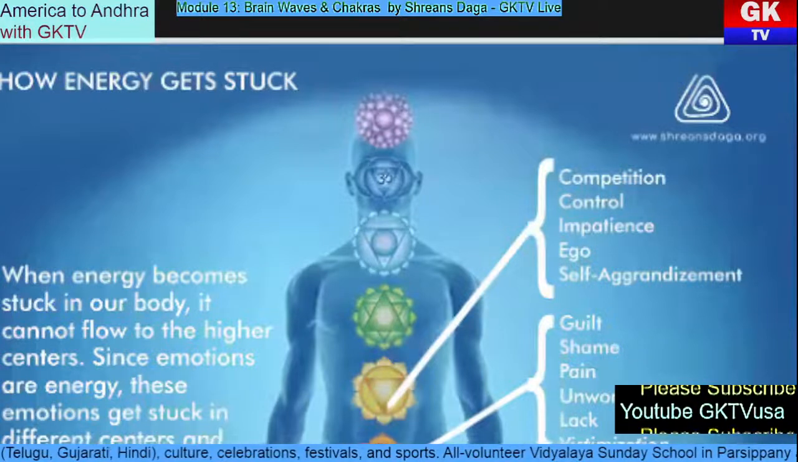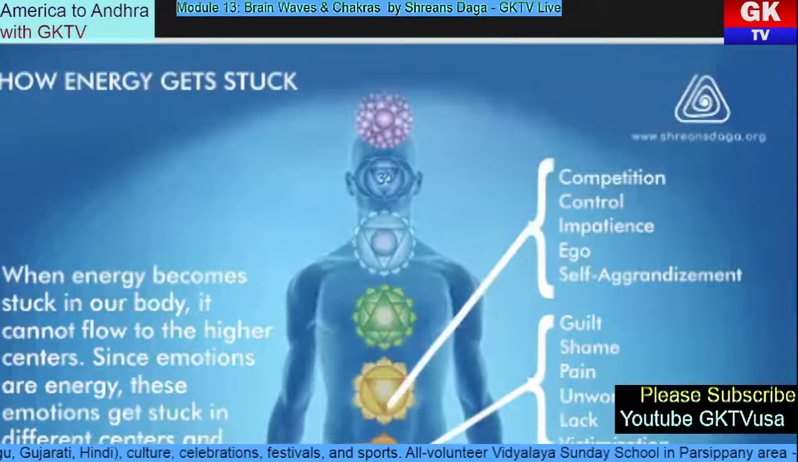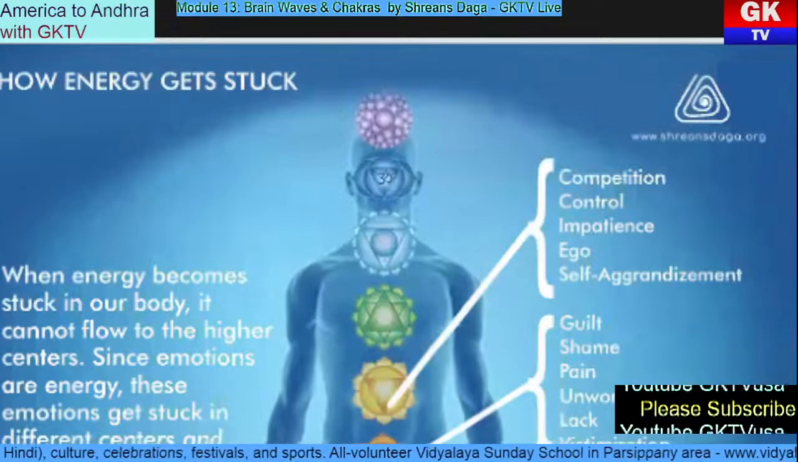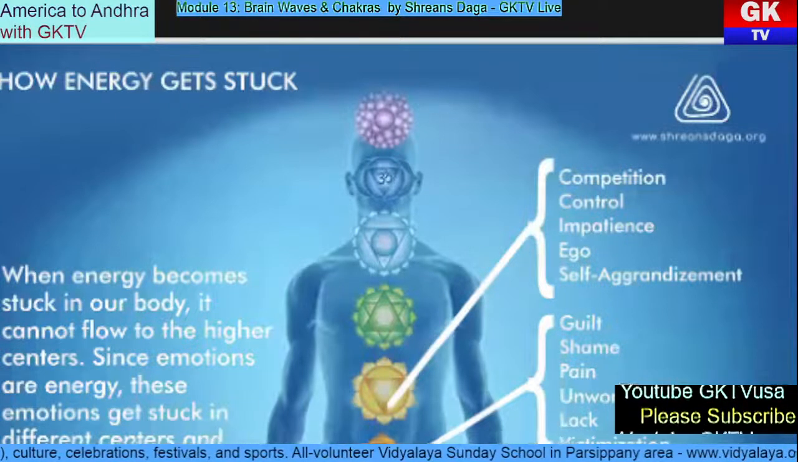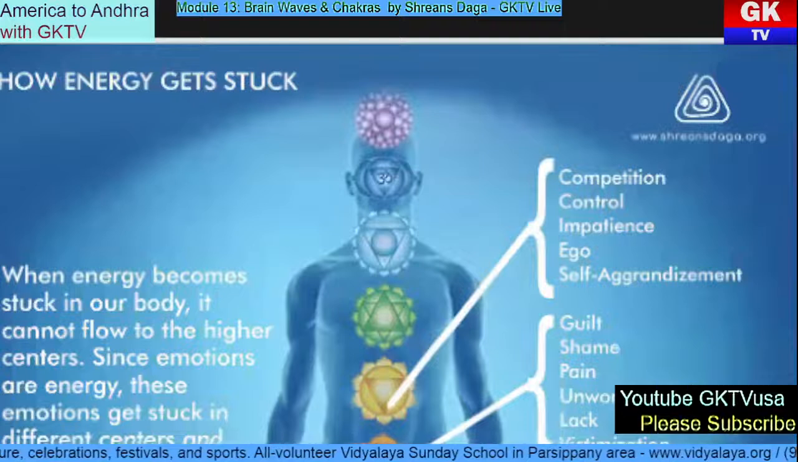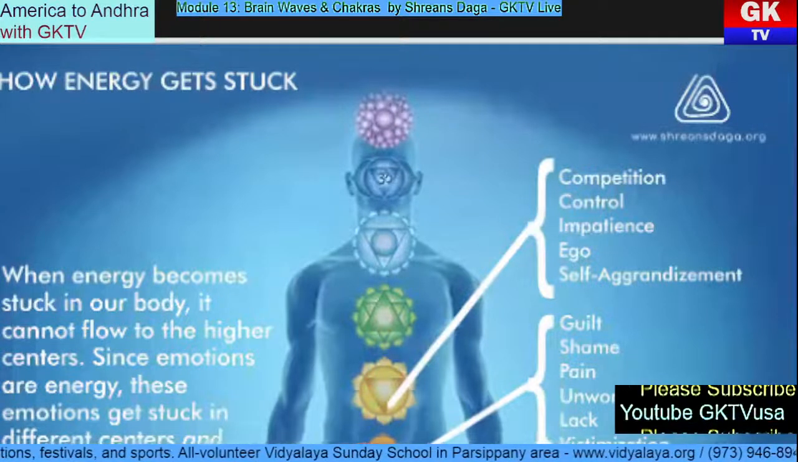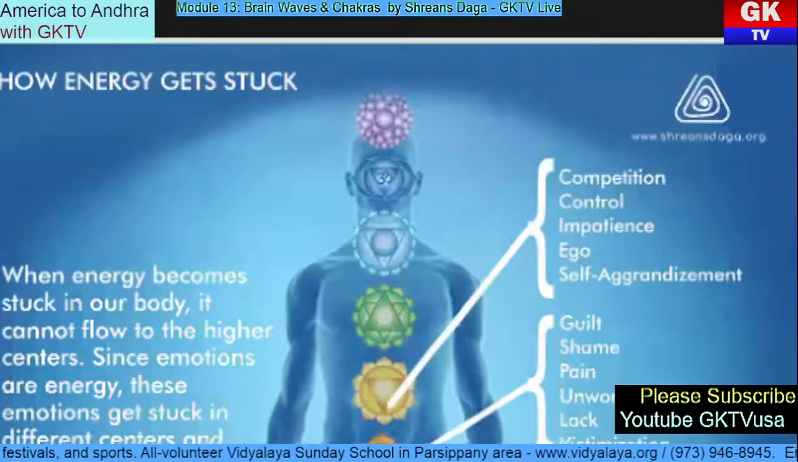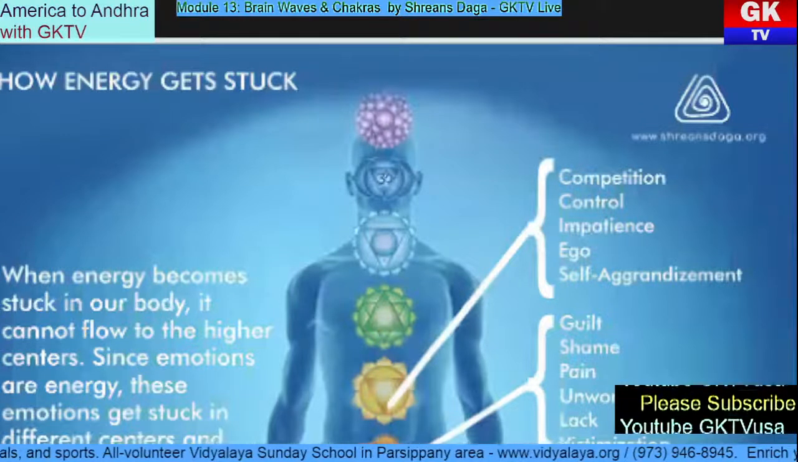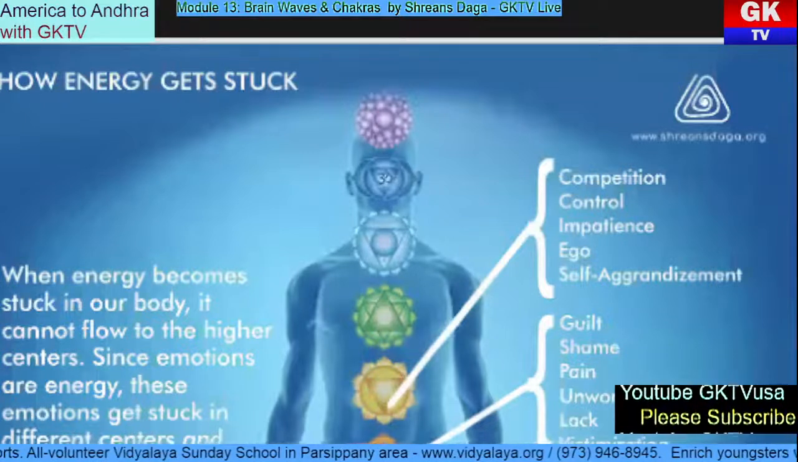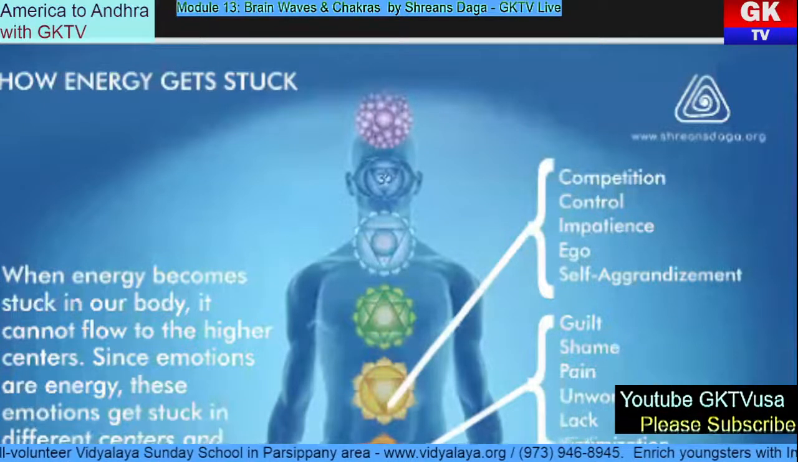I want to talk about a very important concept in chakras. We all know about chakras. We all know that there are different chakras in our body, from our crown chakra to our root chakra. We have our heart chakra, throat chakra, third eye, solar plexus, navel. So these are the main seven chakras in our body.